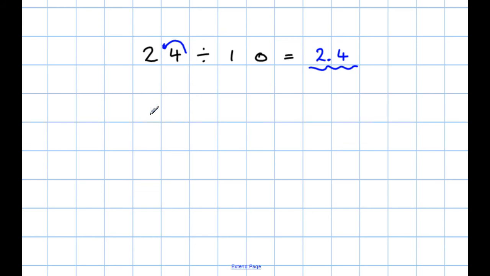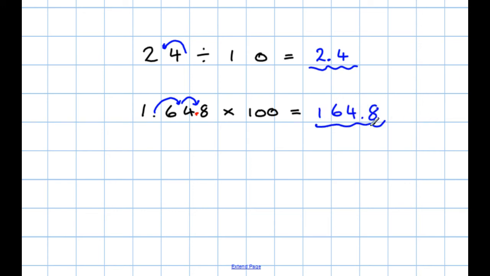They might arrive through multiplication. Here we go, 1.648 times 100. Now, you might have been taught at primary school or prep school that when you multiply by 100, you move any decimal point 2 places to the right. So the answer would be, that's where our new decimal point is, 164.8, which is again a decimal number because it has a decimal point.